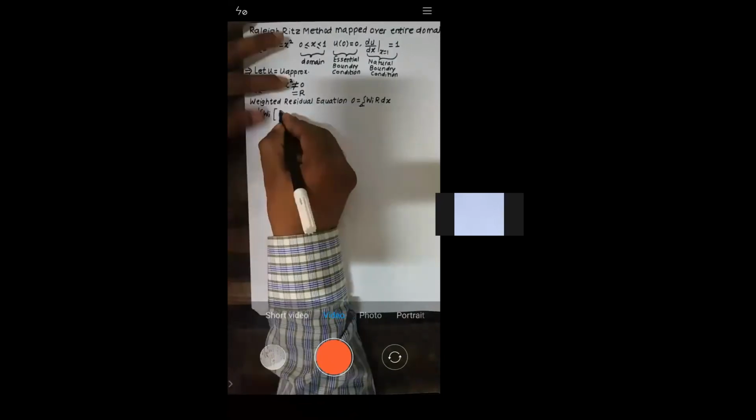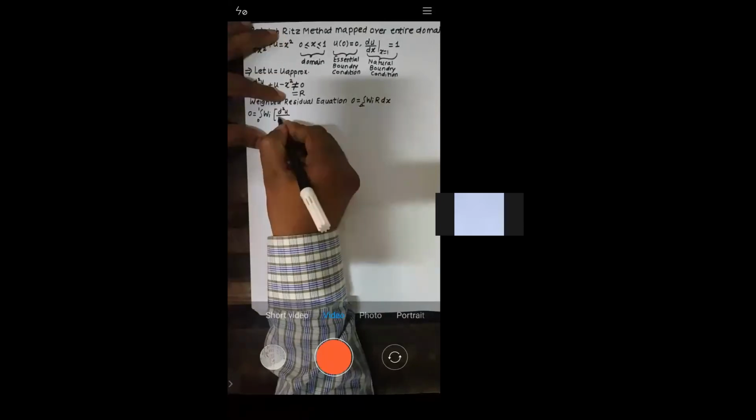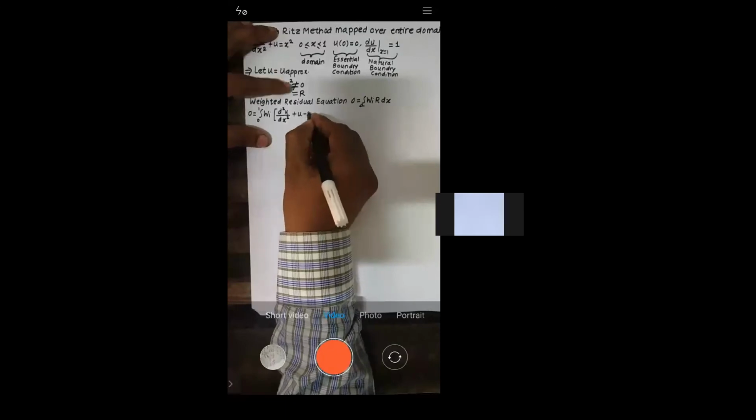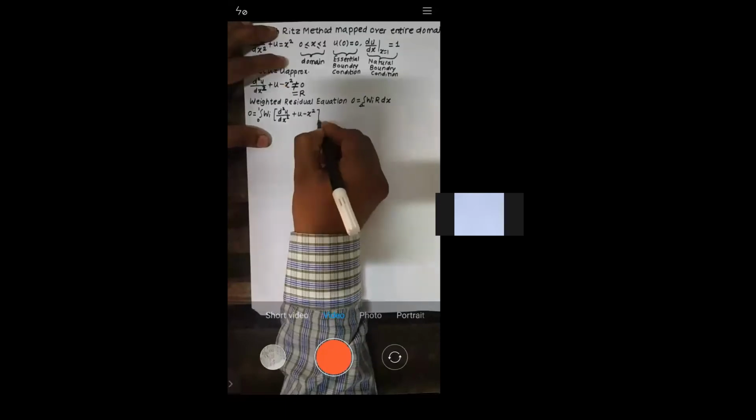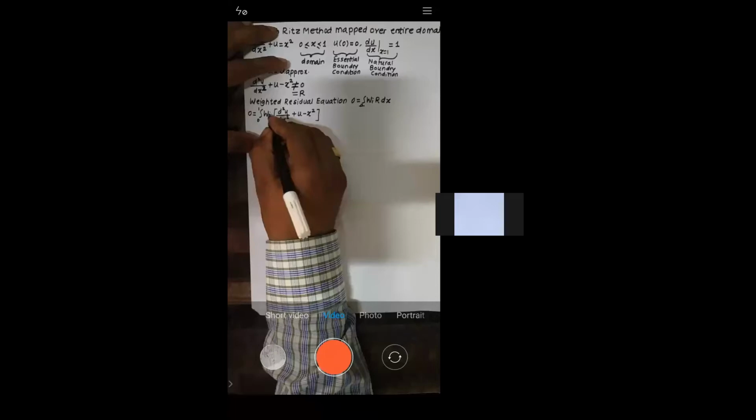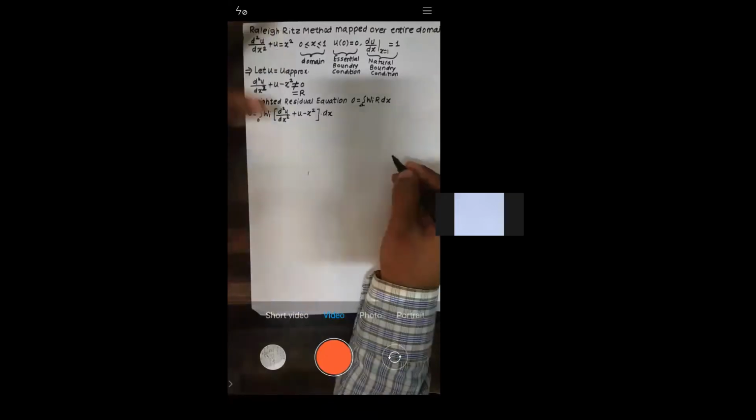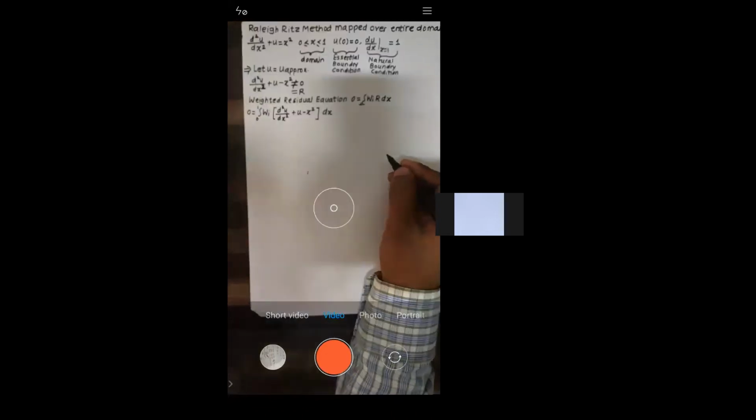d²U/dx² + U − x². So this is the residual R; we multiply by the weight function and integrate, weight function into R into dx. Yes or no? Now we need to multiply the weight function inside.